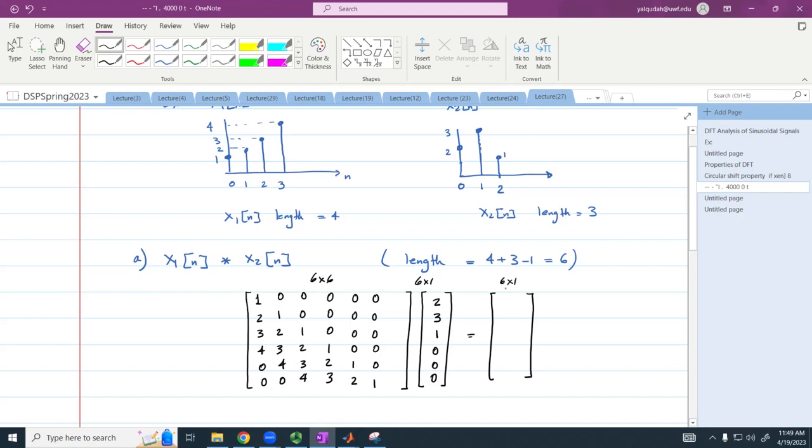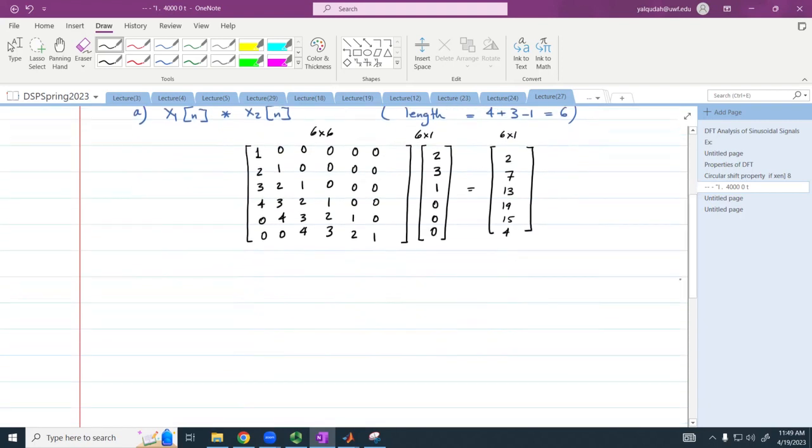Okay, so we could have done the table, which is equivalent to this. We take the first sequence, then push it down by 1 and put it here. Push it again, and what comes in is a 0. So we're not rotating, we're just pushing in. If we multiply it, we get 2, 7, 13, 19, 15, and 4. So this is our linear convolution.